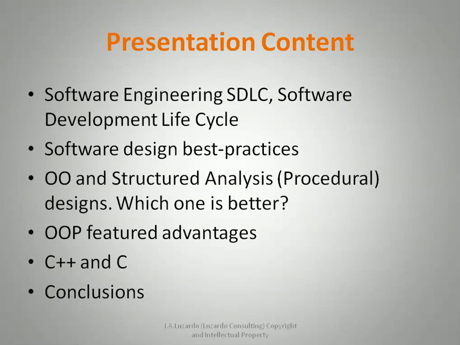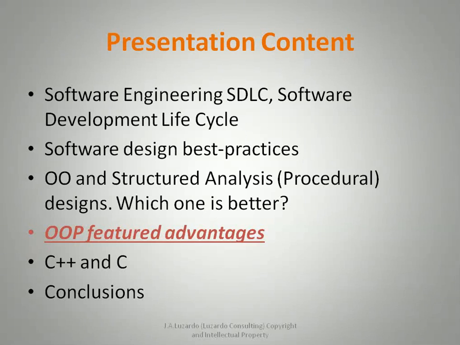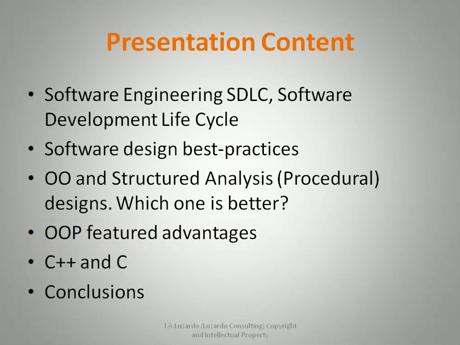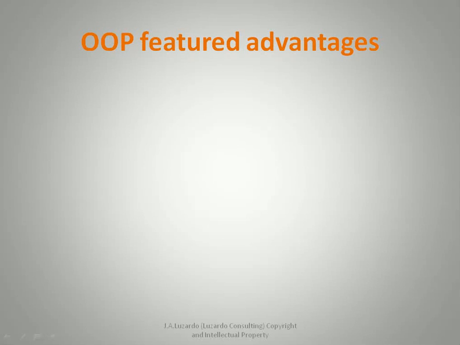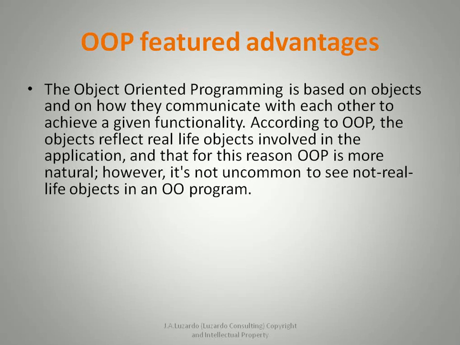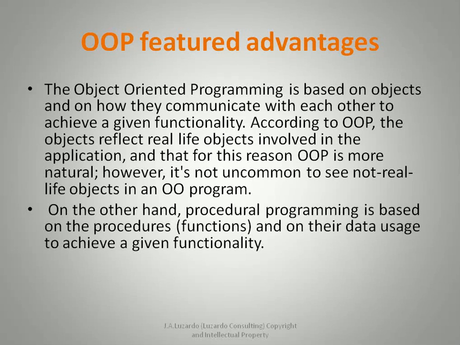Our next point in this presentation is object-oriented programming featured advantages. Object-oriented programming is based on objects and on how they communicate with each other to achieve a given functionality. According to OOP, the objects reflect real-life objects involved in the application, and for this reason OOP is more natural. However, it's not uncommon to see no real-life objects in OOP programs. On the other hand, procedural programming is based on procedures, functions, and on the data usage to achieve a given functionality.